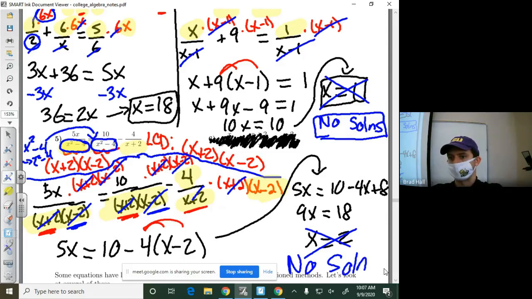So this is something that will be fairly characteristic with this section. Just having to go back and check and make sure that the value you found does not give you a 0 in the denominator.